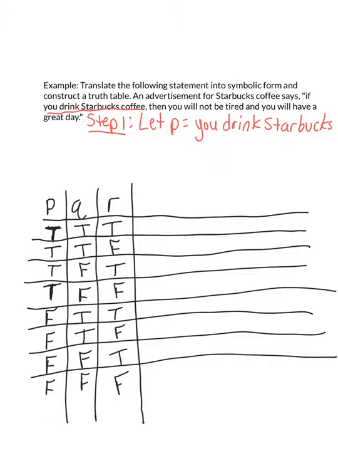Going down the alphabet, we temporarily ignore the word not because in step 2 we're going to bring it back with the tilde, that squiggle shape. So that means that Q is going to represent that you will be tired. And R, the third idea, you will have a great day.